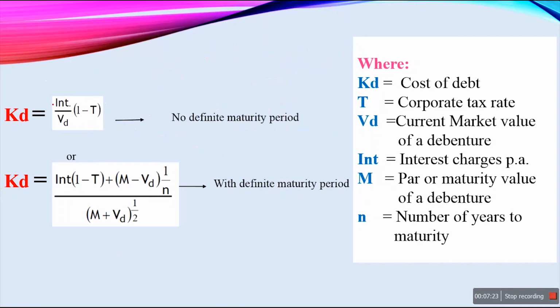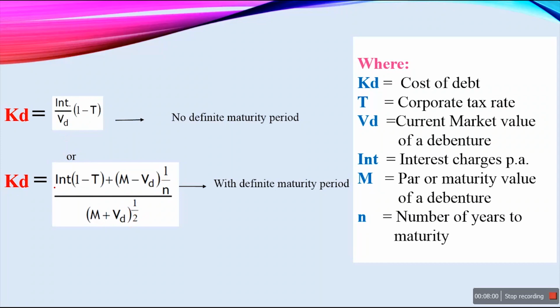So in this formula, the first case, cost of debt is given by interest divided by VD in bracket 1 minus T. And in the second formula here, the cost of debt is given by interest into 1 minus T. You add that to M minus VD multiplied by, kindly note that this is not power, it is multiplied by 1 over n, or in bracket 1 over n divided by M plus VD. Again, this is not a power, this is times 1 over 2. It is in bracket 1 over 2.